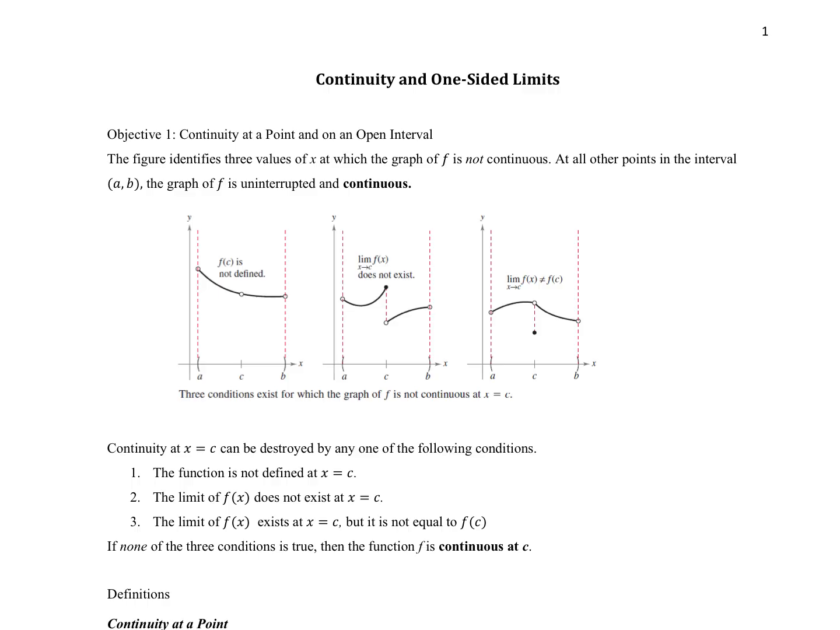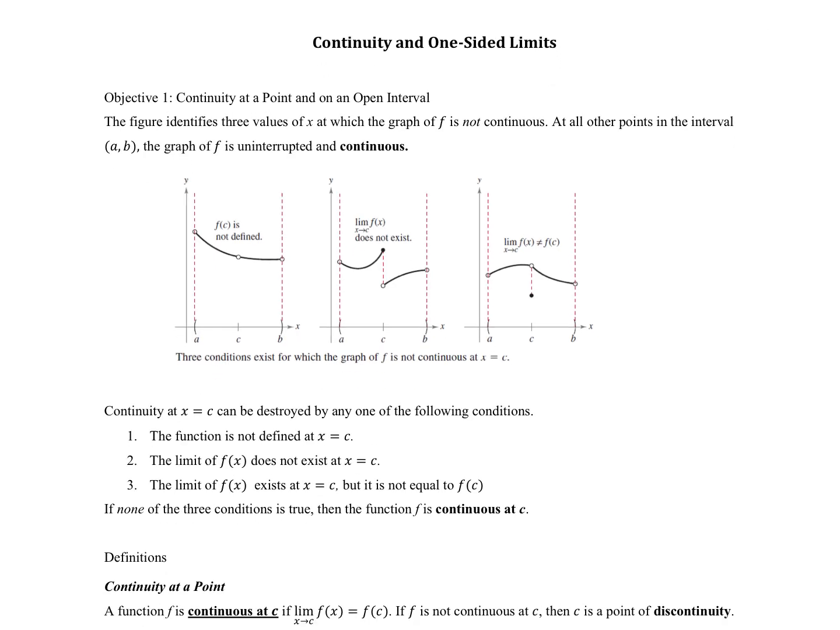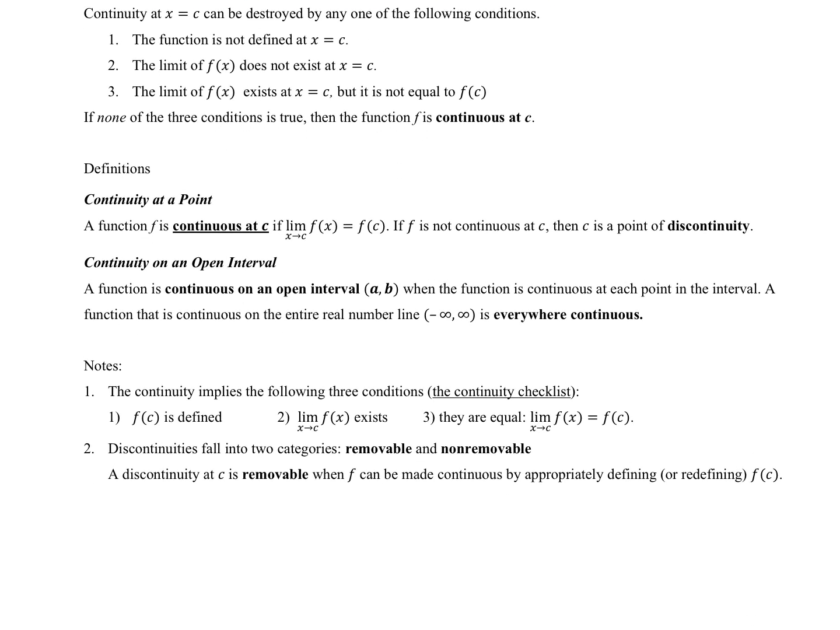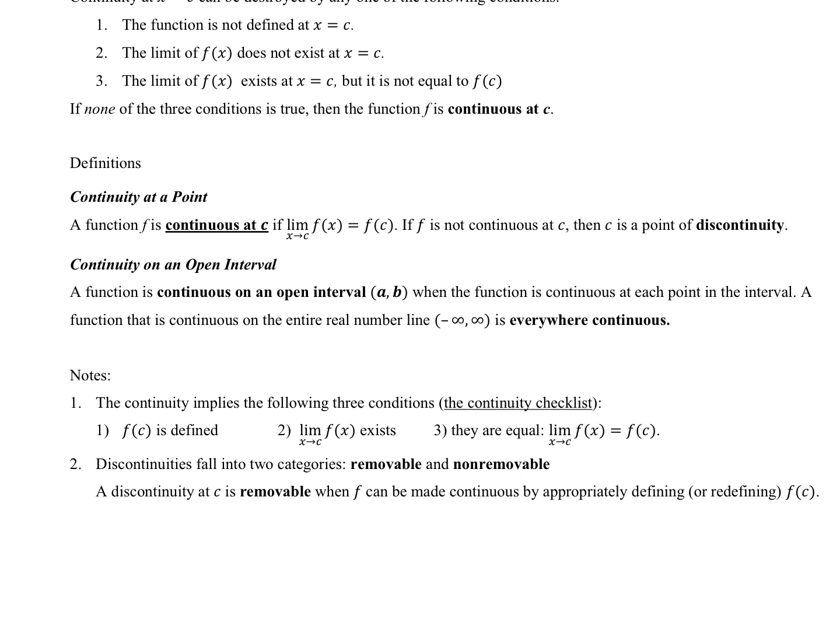at C. So now, after this little introduction, I believe we are ready to introduce the formal definition of continuity. Let's first look at continuity at a point. We say a function f is continuous at the point C if the limit of f of x when x is approaching C is equal to the function value at C. If f is not continuous at this point C, then we call this point a discontinuity.